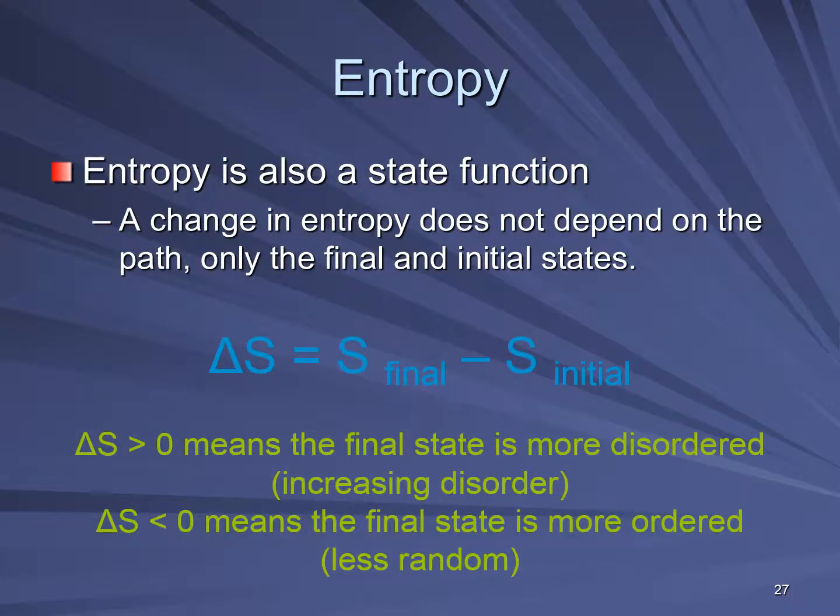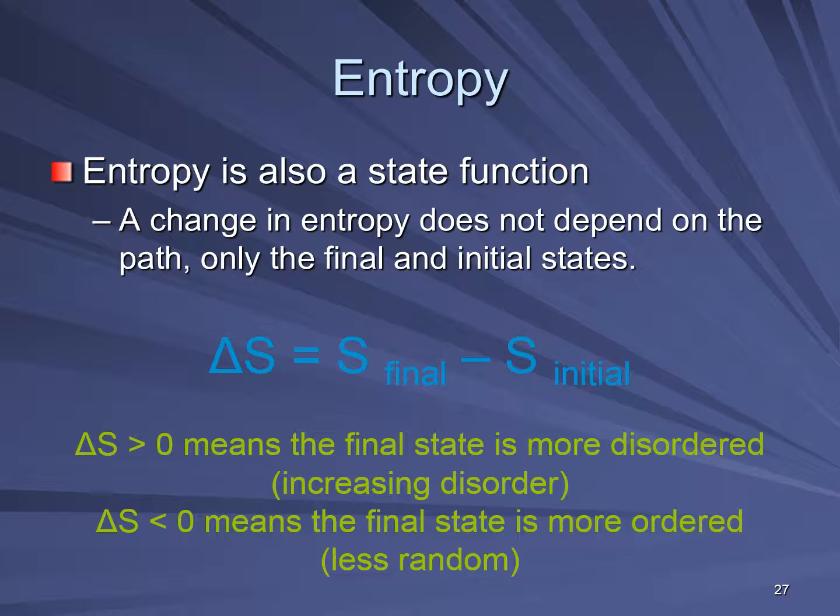So entropy is also a state function, which means a change in entropy does not depend on the path, only on the final and initial state. So you can see here that the change in entropy, delta S, is the S of the final state minus the S of the initial state.